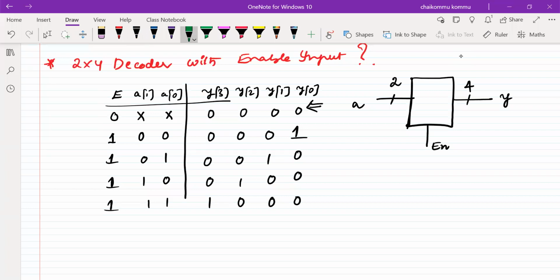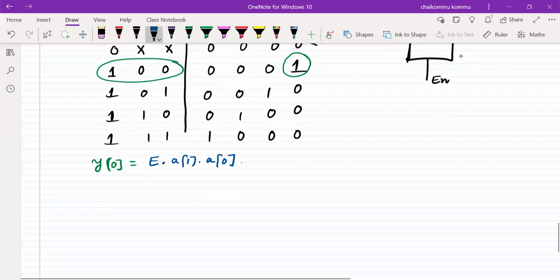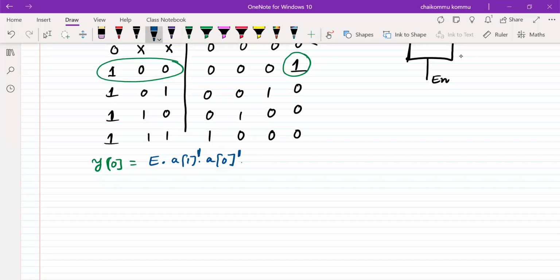Y of 3, what is it? So Y of 0 we will write first. Y of 0 is defined by only one minterm, and only this pattern is responsible. We have studied this a lot in our course: enable signal E into A of 1 complement into A of 0 complement. That means a logical AND operation among all these things. Sorry, I want to write it as a complement of this one.